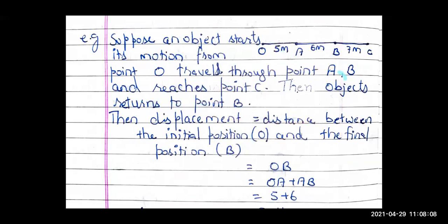Okay, here, suppose an insect is moving from point O to A, A to B, and B to C. This is the path of the insect, right? Here, the initial position is O. The final position is C. So the shortest distance, as it is moving on a straight path, is the shortest distance, right? The shortest distance is 5 plus 6 plus 7, right? Okay.